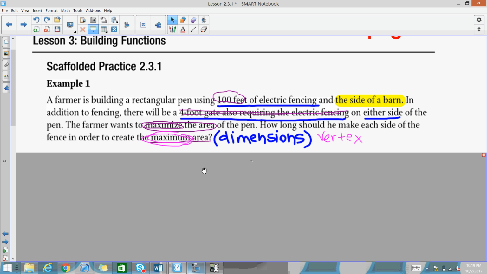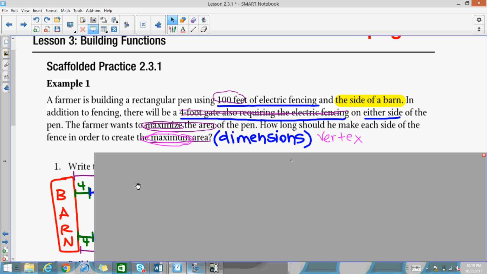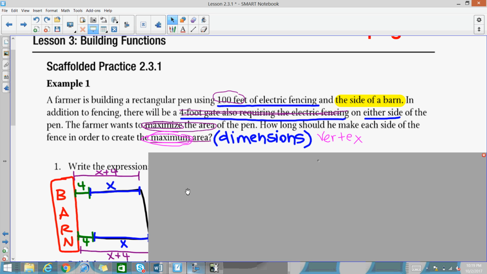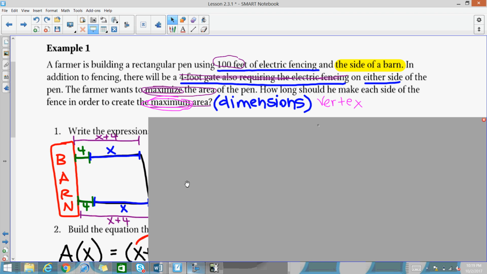So, ready? Here's the deal. 100 feet of fencing. It's rectangular, but one side of your fence is a barn. Ready? This is what this sucker looks like. All right, you see that? That's what this guy looks like.